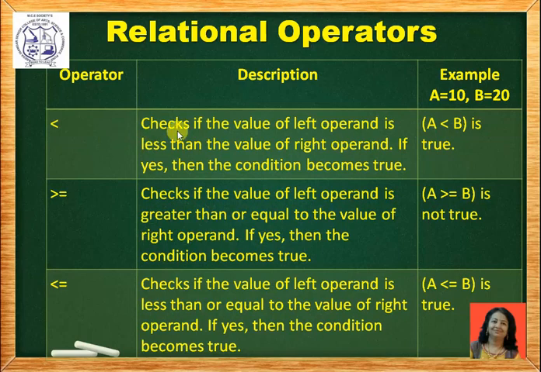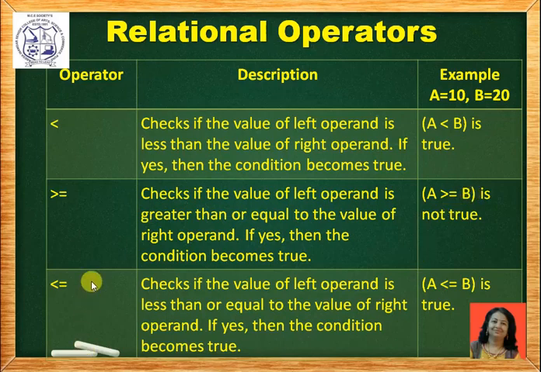Less than operator. This operator checks if the value of the left operand is less than the value of the right operand. If yes, then the condition becomes true. 10 is less than 20, so it is true. Greater than or equal to. This operator checks if the value of the left operand is greater than or equal to the value of the right operand. If yes, then the result becomes true. 10 greater than or equal to 20? No. So it becomes false.